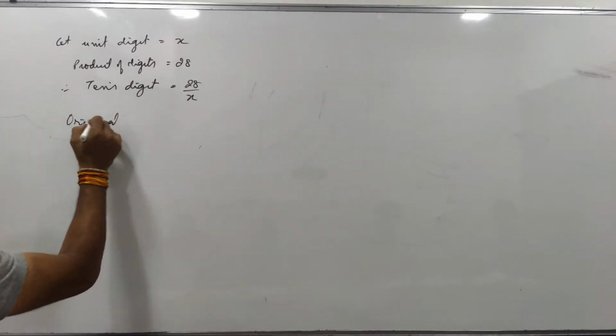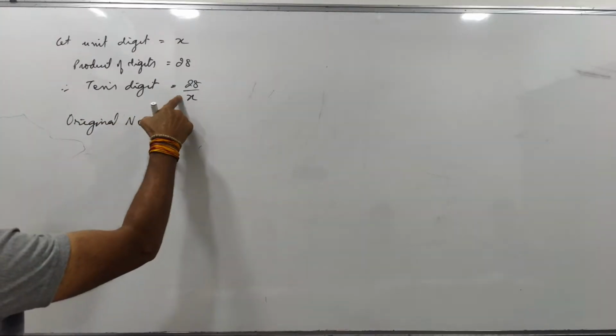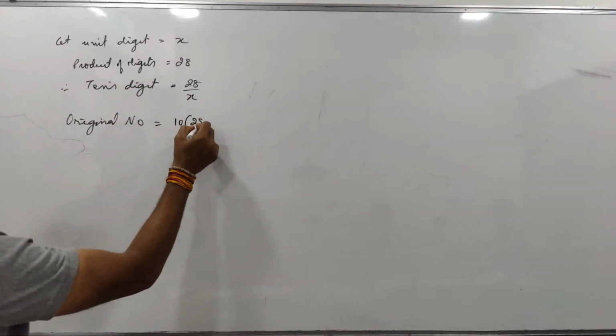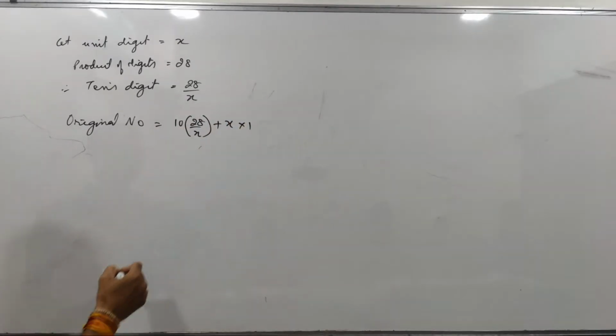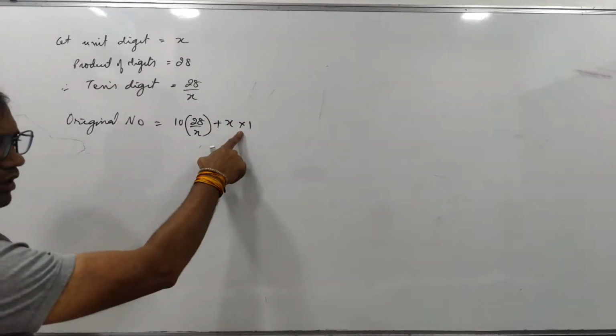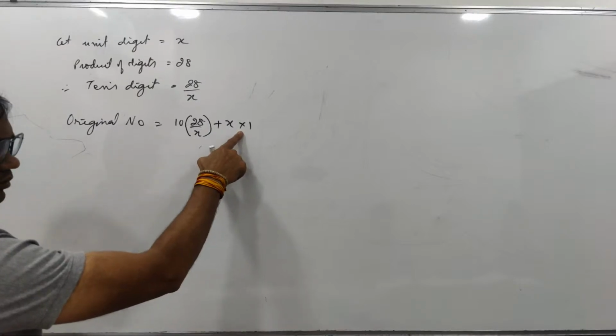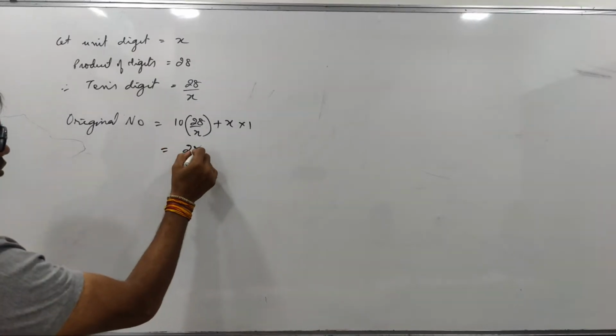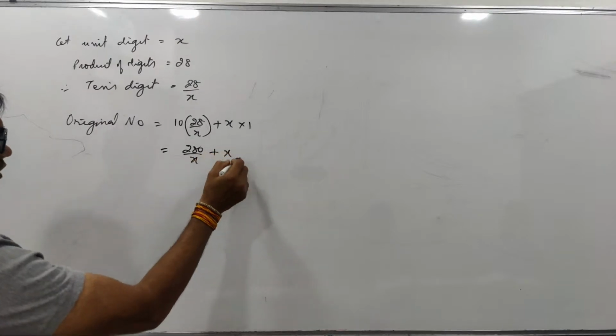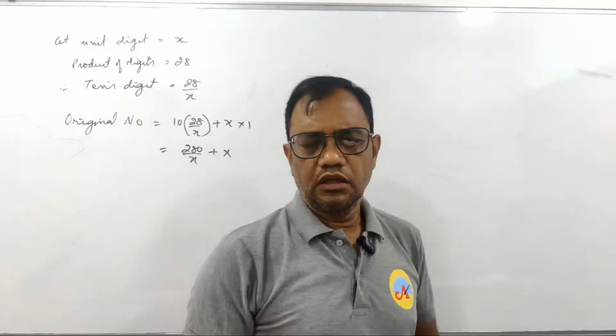So what will be the original number? Just now I told you, we have to multiply the tens digit with 10 and add the unit digit multiplied by 1. Even if you don't multiply, it's one and the same. So this becomes 280 upon x plus x.